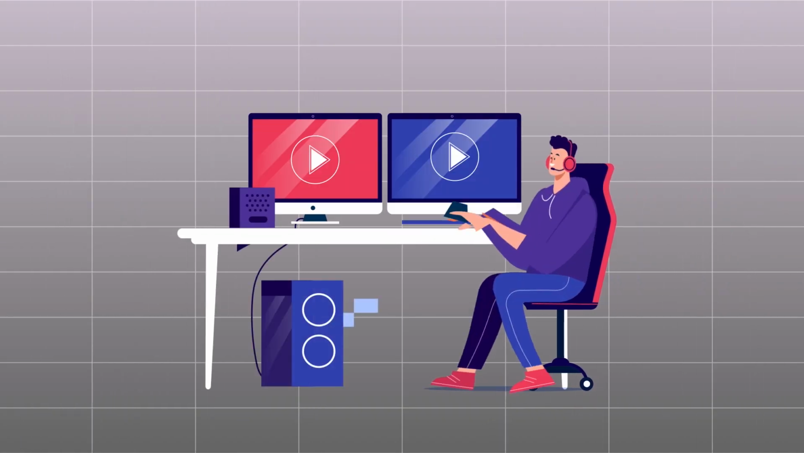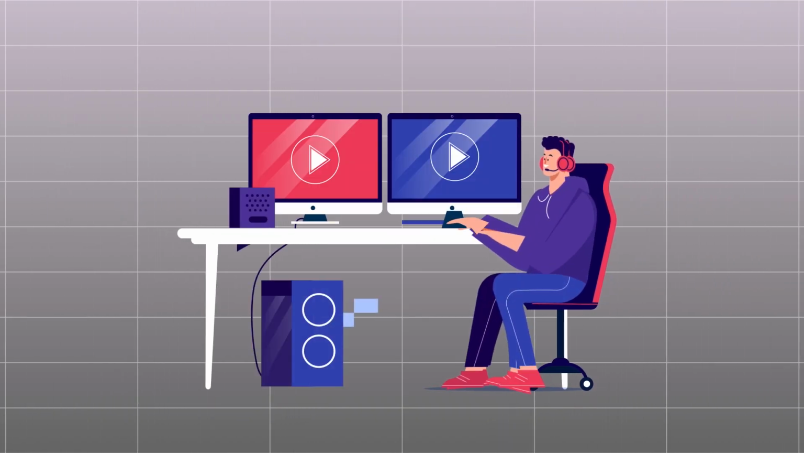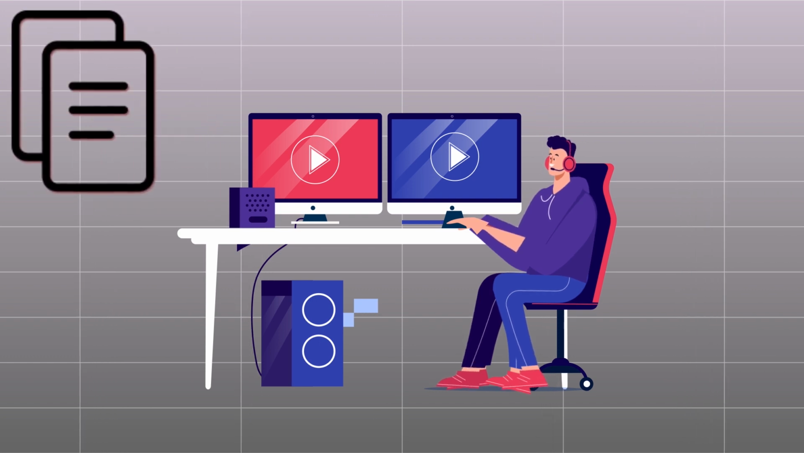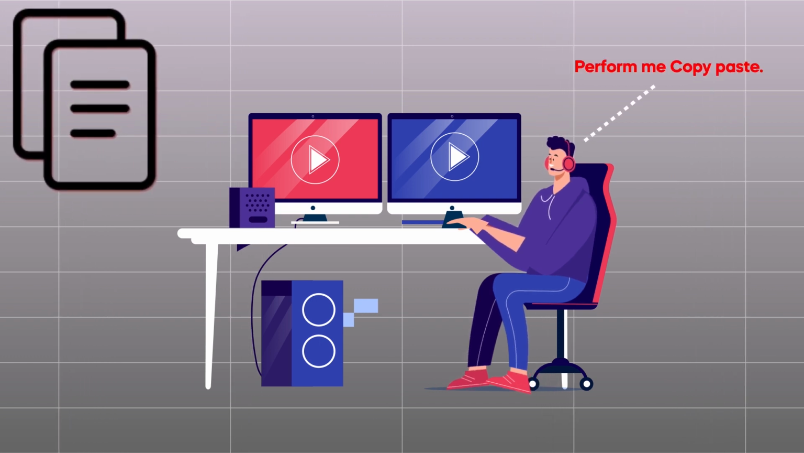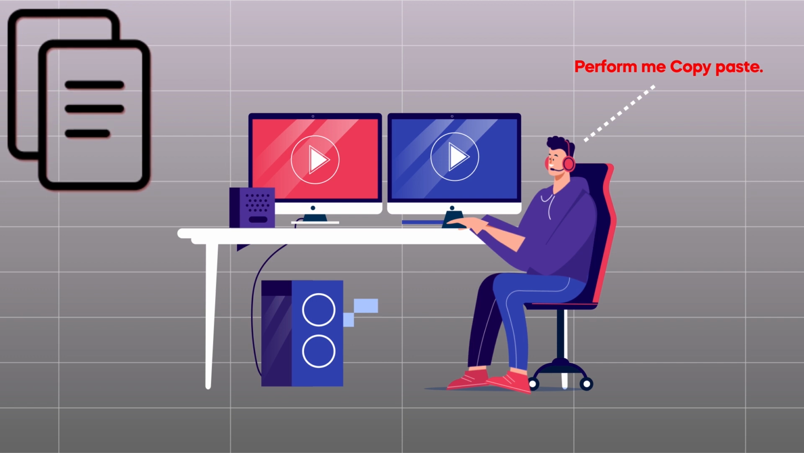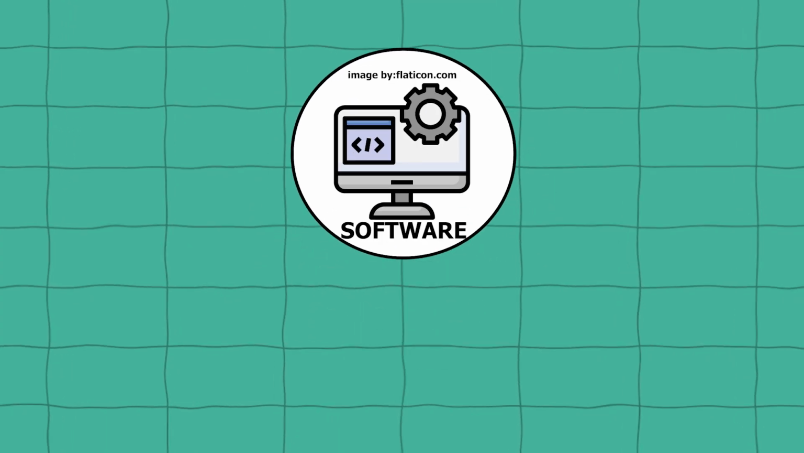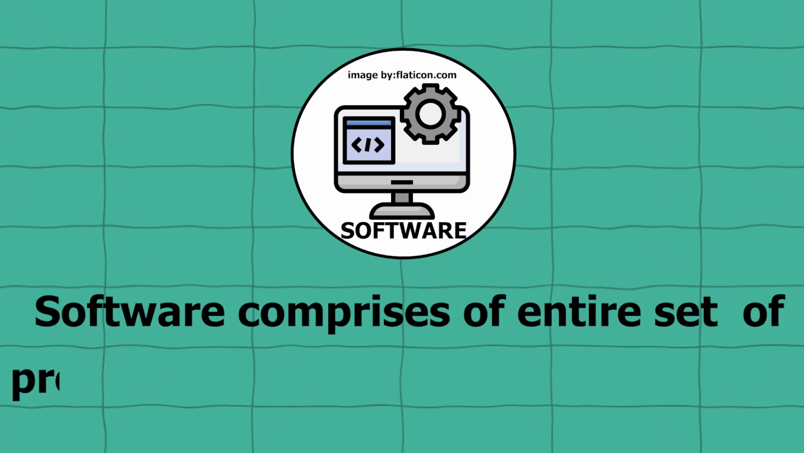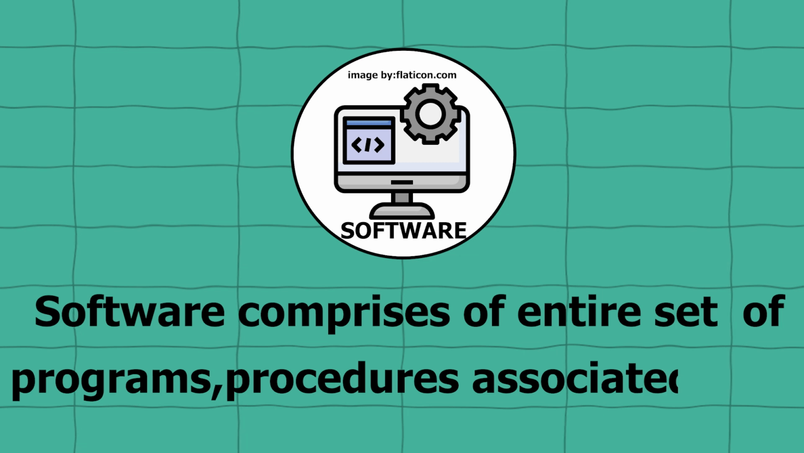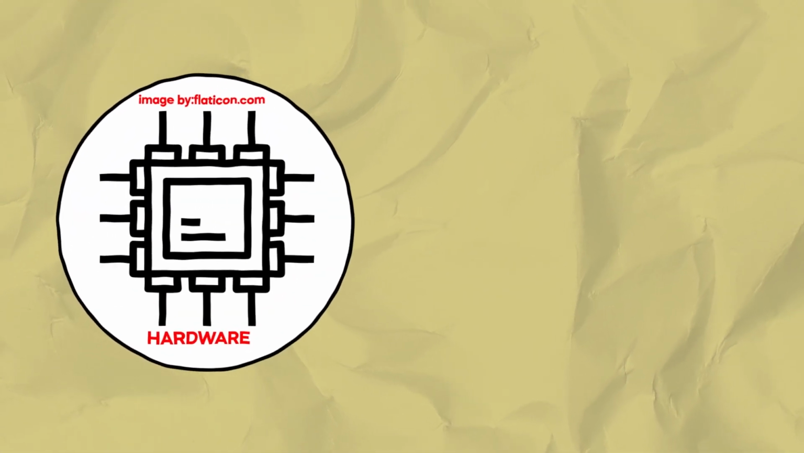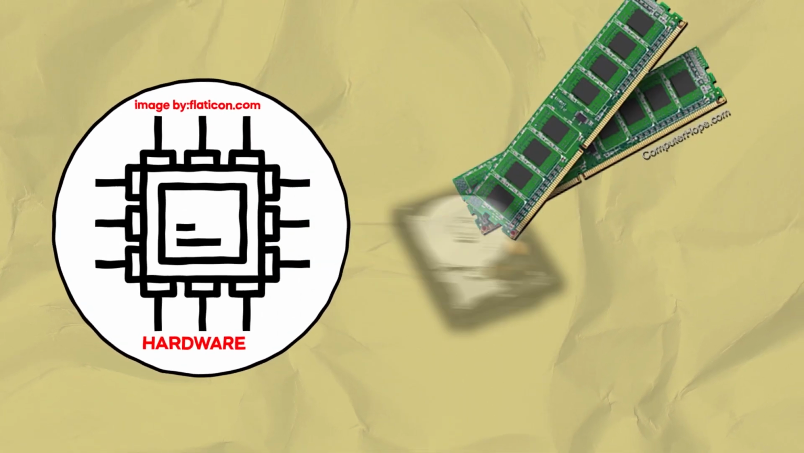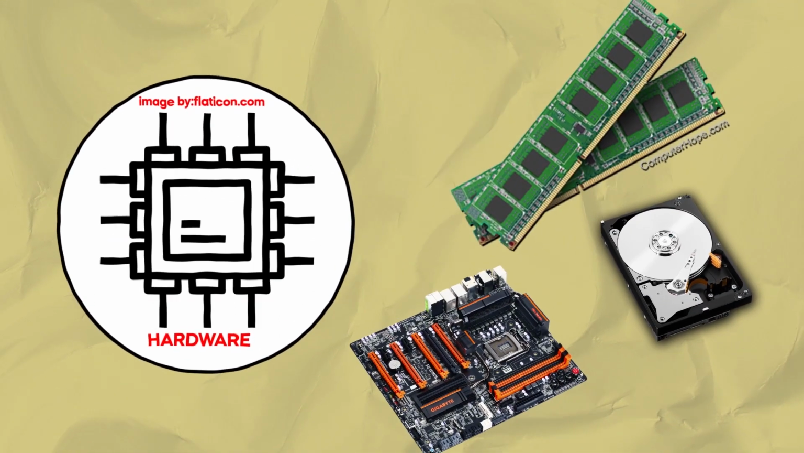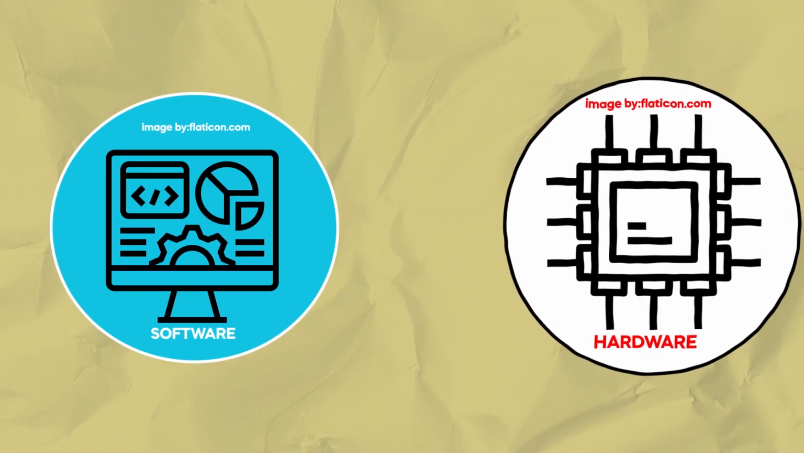Whenever you want to perform any action on a computer, for example copy and paste, you have to tell the computer to do that action. The language you use to tell the computer to do that action is a program. That is what software comprises: the entire set of programs and procedures associated with that action. The contrasting term is hardware, which are physical parts like RAM, HDD or motherboard. Software directs the hardware to perform that action.